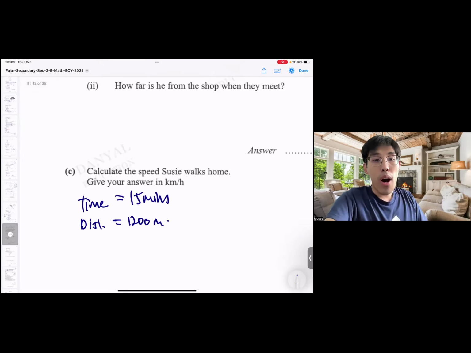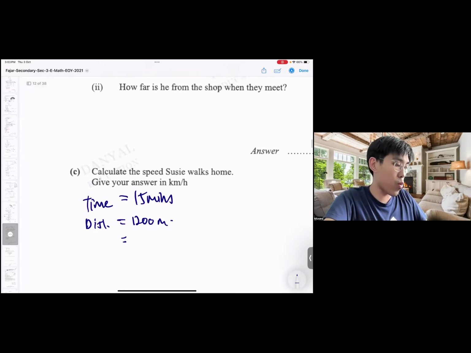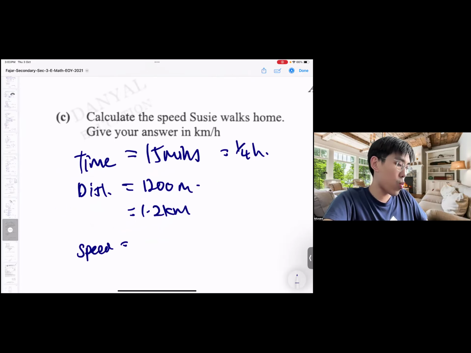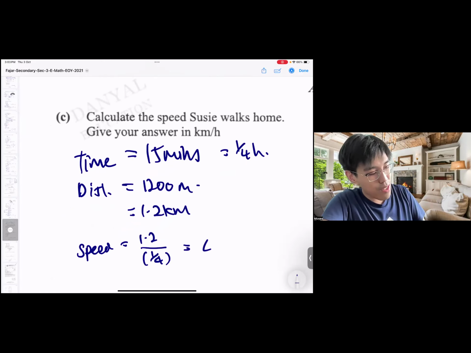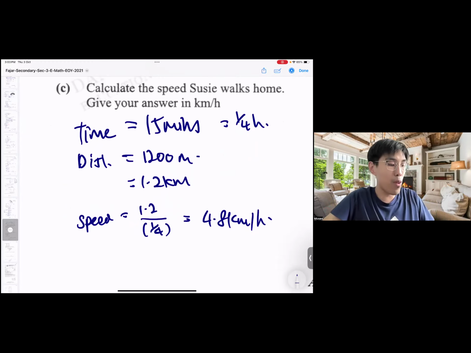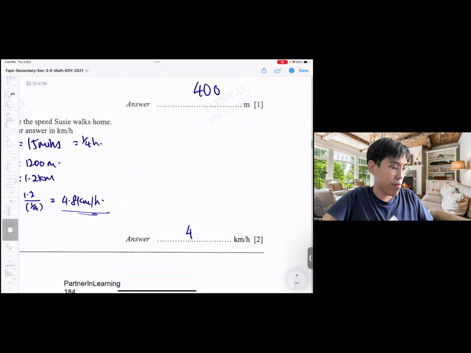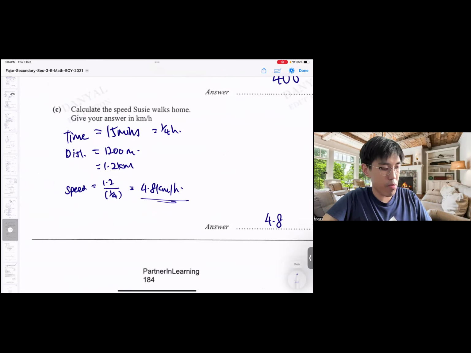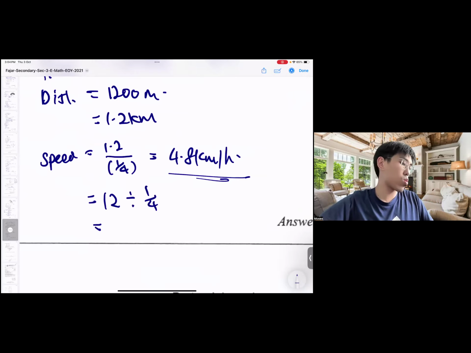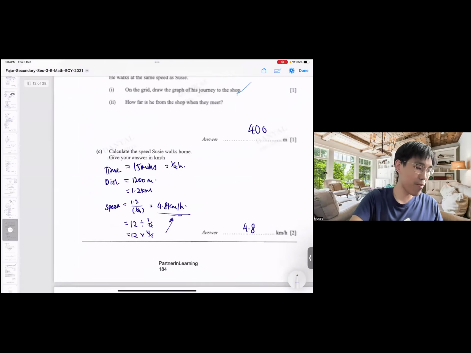Okay. Now, I want to convert all these to kilometers per hour first. So this one is 1.2 kilometers. This one is 1/4 hour. So what is the rate of the walking? The speed equals 1.2 divided by 1/4. Just put the numbers in like that. Then you realize the answer is 4.8 kilometers per hour. If you want to press the calculator, can. A bit slow, but can. Okay, I won't fault you for this. So answer 4.8. Technically, if you want to do working also can. 1.2 divided by 1/4 equals 12/10 times 4/1, you get 48/10. It's the same thing.